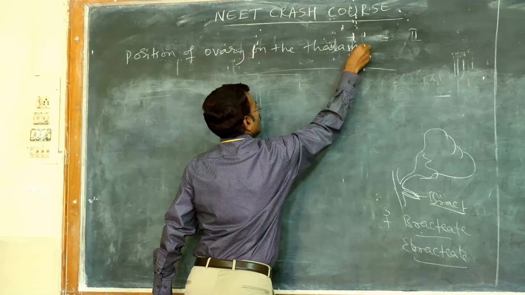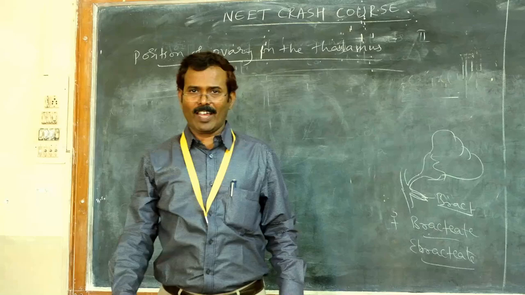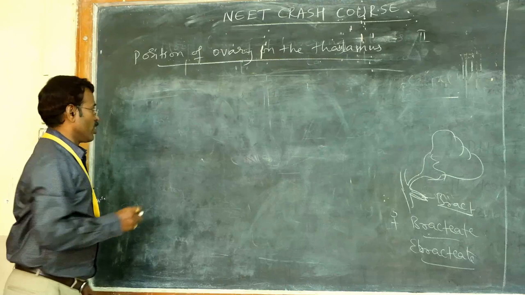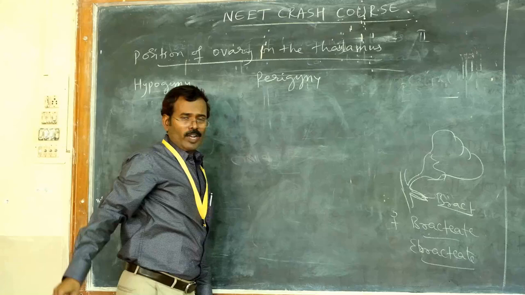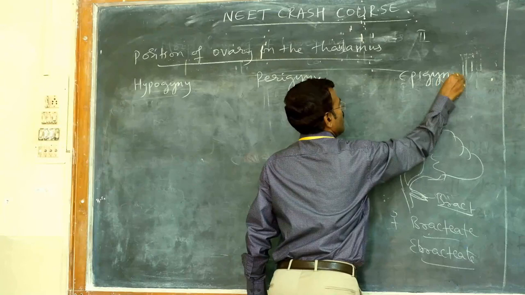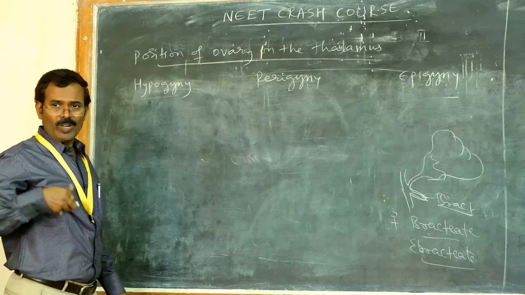Concept: the position of the ovary on the thalamus with respect to other floral whorls. We have mainly three conditions here. One is hypogyne. Second one is perigyne. And the third one is epigyne. These are the three conditions based on the position of the ovary on the thalamus with respect to calyx, corolla, and androecium.